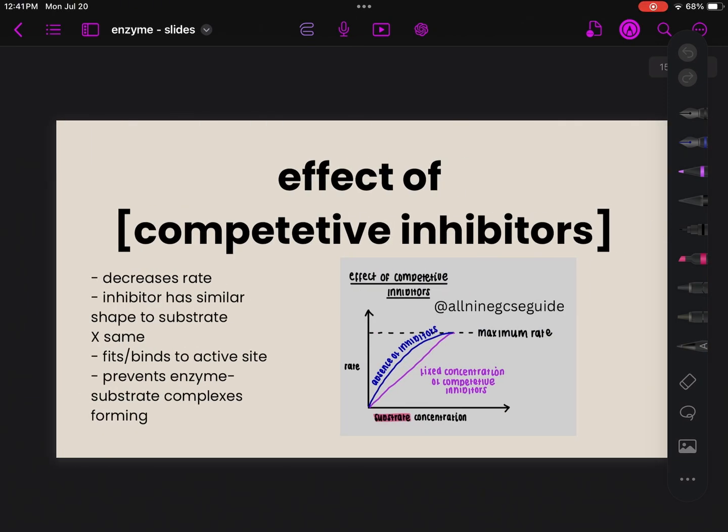Let's move on to the effect of competitive inhibitors. This decreases the rate of reaction of enzyme-controlled reactions because the inhibitor has a similar shape to the substrate. Make sure to use the word similar instead of same here. There's just a little mark scheme thing. So it's able to fit / bind to the active site, which prevents enzyme substrate complexes from forming. And once again, there's a cute little graph, so you'll be able to see.